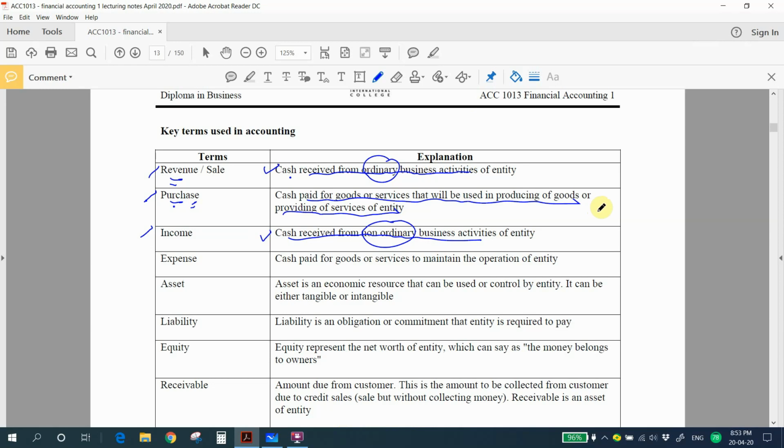Next, expenses. What is expenses? Expenses is the cash that you paid for goods or service to maintain the operation of the entity. So we can compare expenses to purchase. You see, purchase is cash paid for the goods or service that will be used in producing of goods. Expenses is cash paid for goods or service to maintain the operation. So the difference between purchase and expenses here is purchase is considered used in producing, and expenses is for the maintaining.